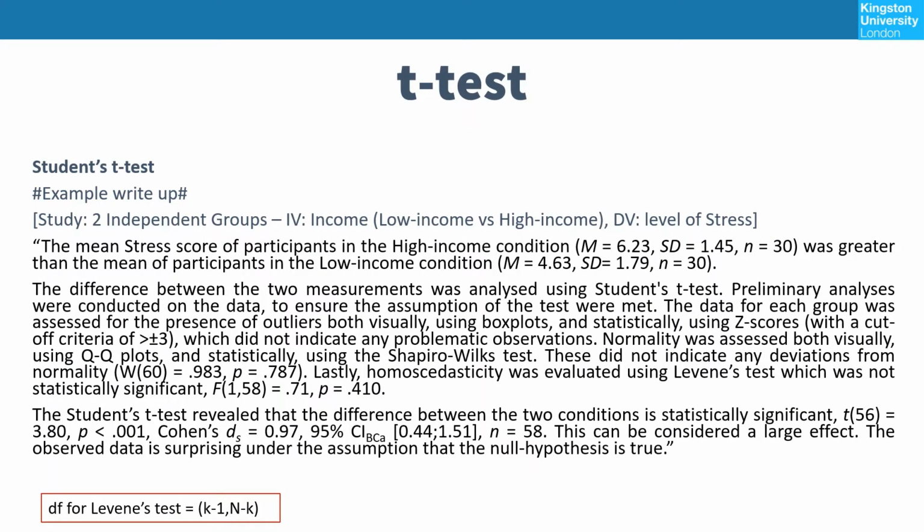In terms of how you would write up the t-test, for a student's t-test, you would follow something similar to the correlation analysis, but providing a bit more detail. So in my fictitious study, I had 2 independent groups that were based on income. So these were low income individuals and high income individuals, and I wanted to measure them on levels of stress. So in this case, I would first report that the mean stress score of participants in the high condition was, and that would report the mean, standard deviation, and the number of observations that I had. So in this case, how many participants were in the high income condition, and that this was greater than the mean of the participants in the low income condition, which again, I would mention the mean, standard deviation, and n.